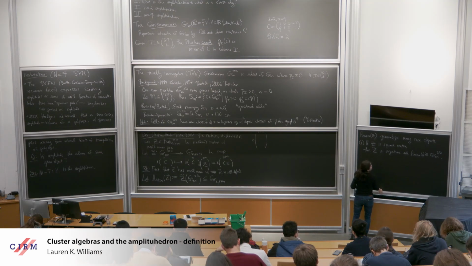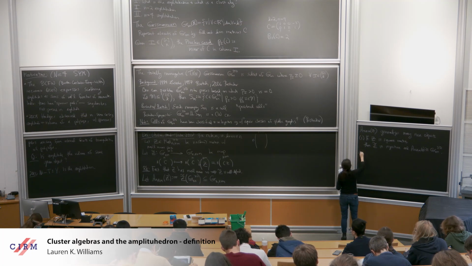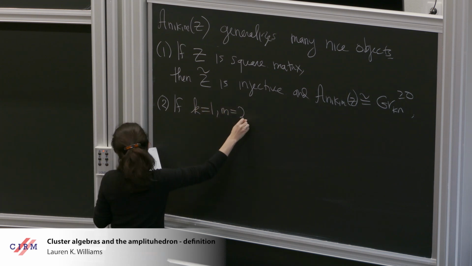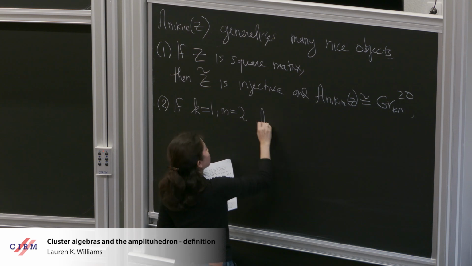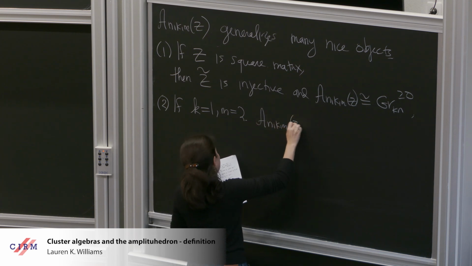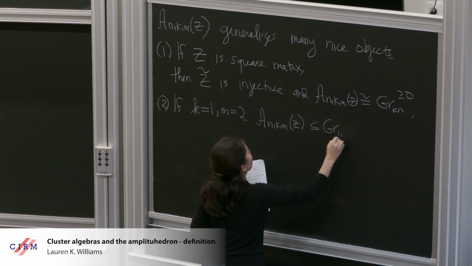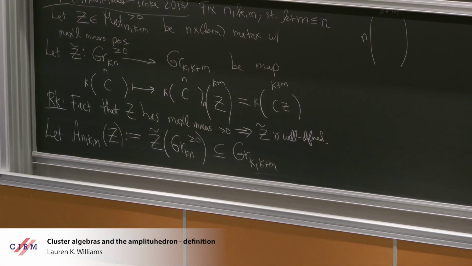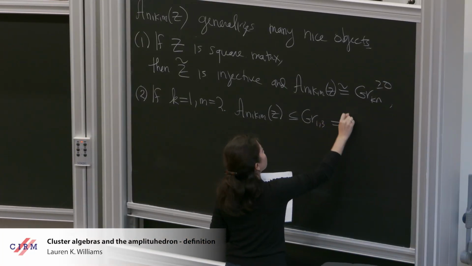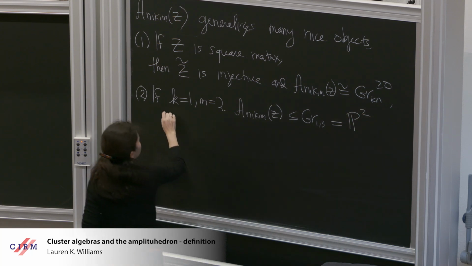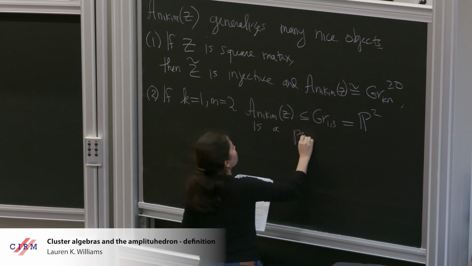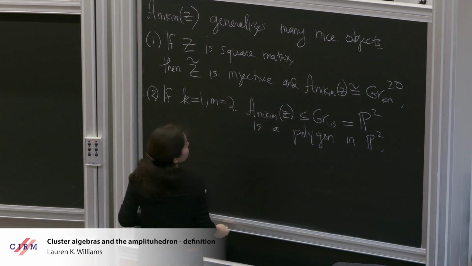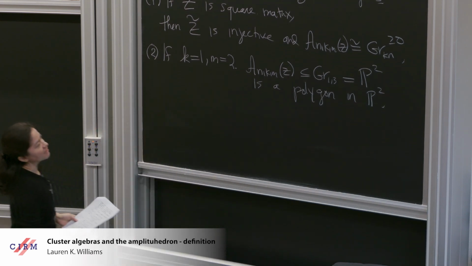The next example, which is more interesting, is when, say, k is 1 and m is 2. And then the claim is that this amplituhedron, which will lie inside Gr(k, k+m), which here is Gr(1,3), which is the same as P2, is a polygon in projective space. So let me just say why. Let me just convince you that this is true.